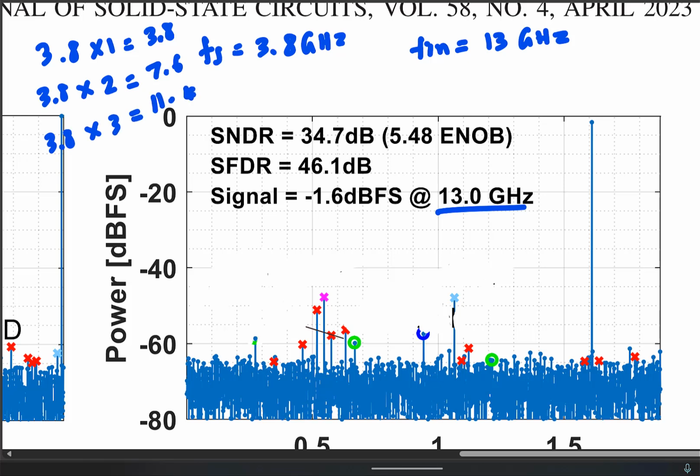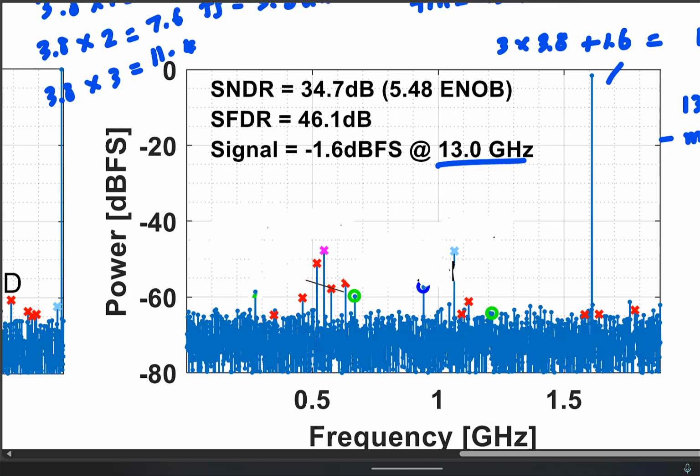So I have written the 3.8 tables here for your reference. 1.6, everyone is fine? Remember, this is 3 times 3.8, plus 1.6, that is 13. Basically, you take 13 and subtract m times fs, and keep increasing m till it falls back within fs by 2. Okay? Everyone is okay? Yes. Fine. So that's where you expect it. Voila, that's where you see the frequency, about 1.6. So this fundamental is 1.6.